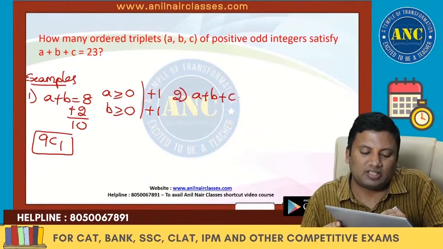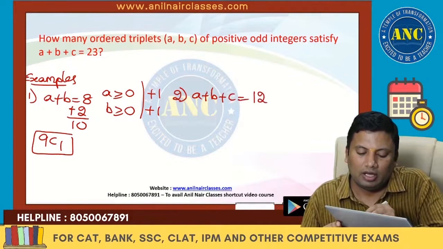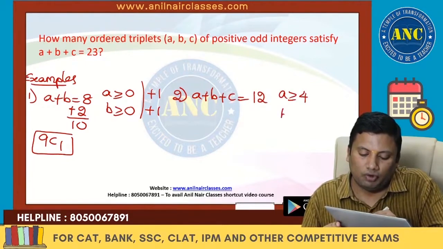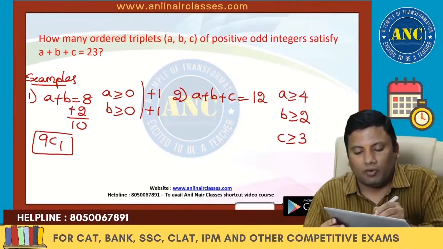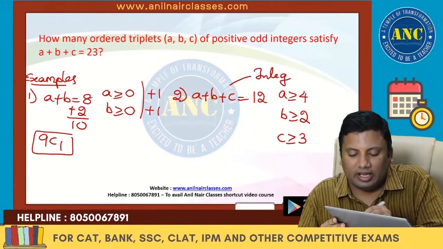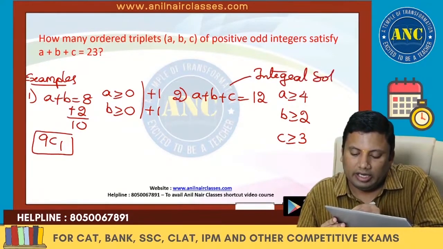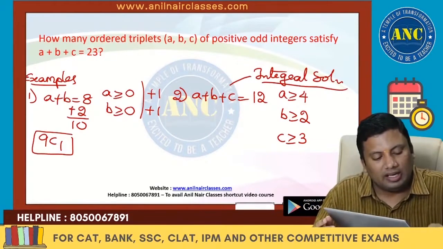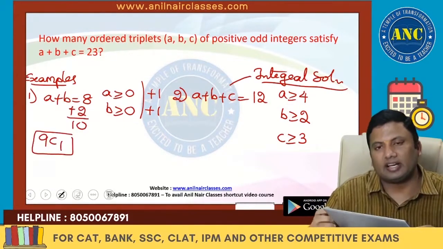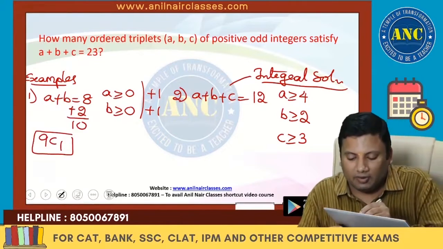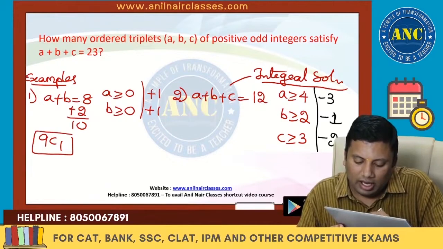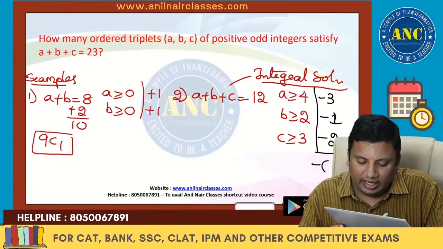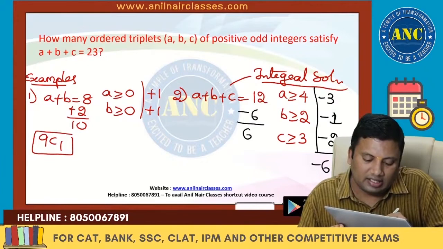Next one. A plus B plus C is 12. A is greater than or equivalent to 4, B is greater than or equivalent to 2, C is greater than or equivalent to 3. I want the integral solutions for this equation. 4 means I need to decrease 3, for B I need to decrease 1, for C I need to decrease 2. Total I decreased 6. 12 minus 6 decreased, which is 6.